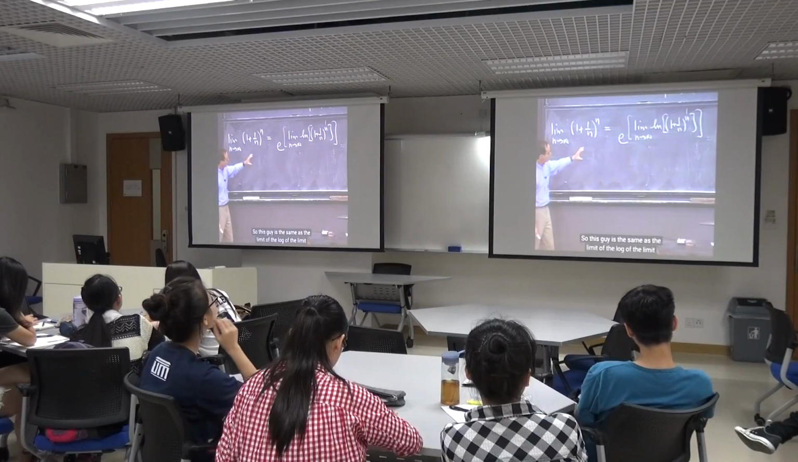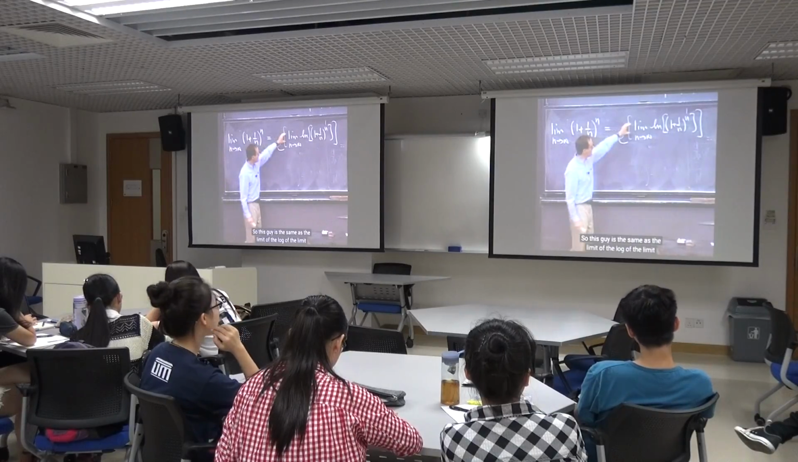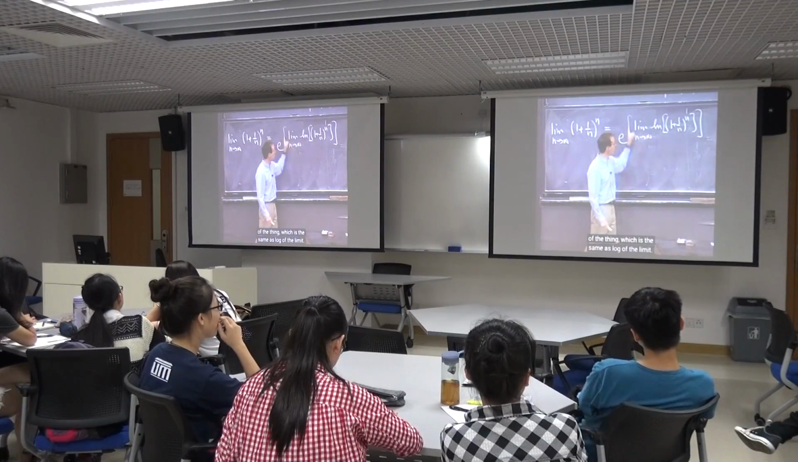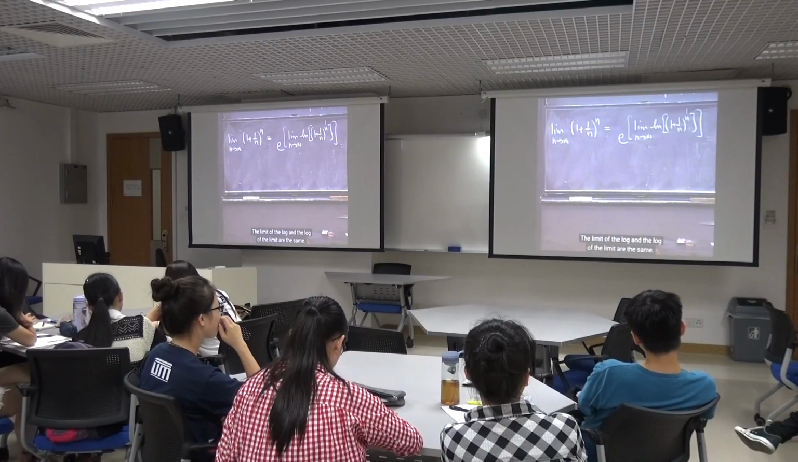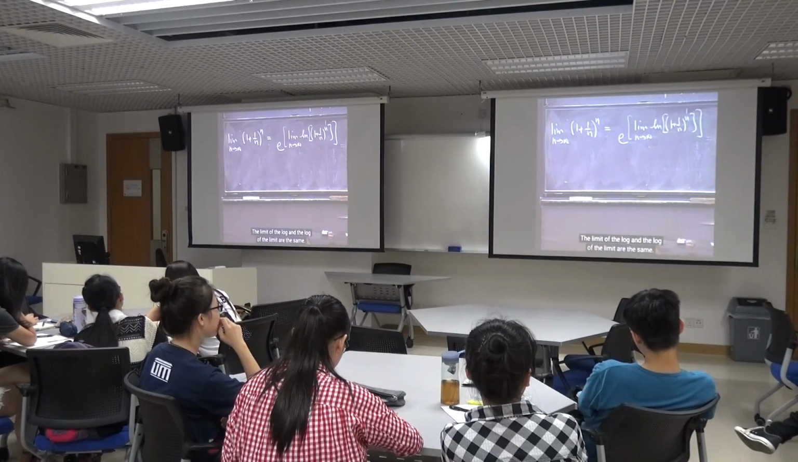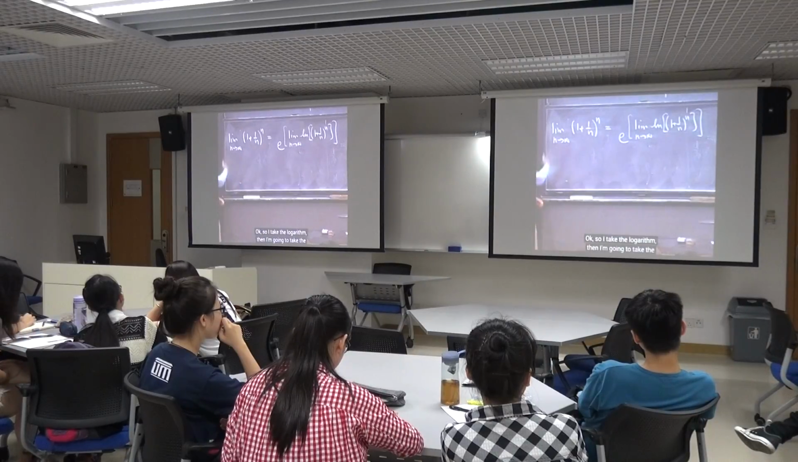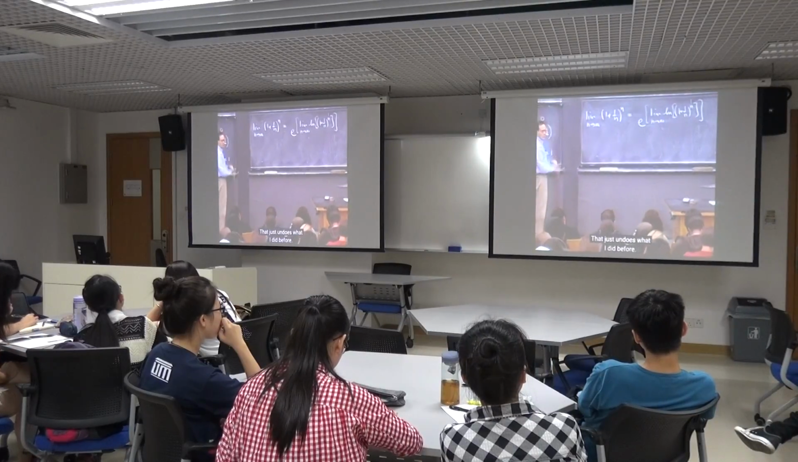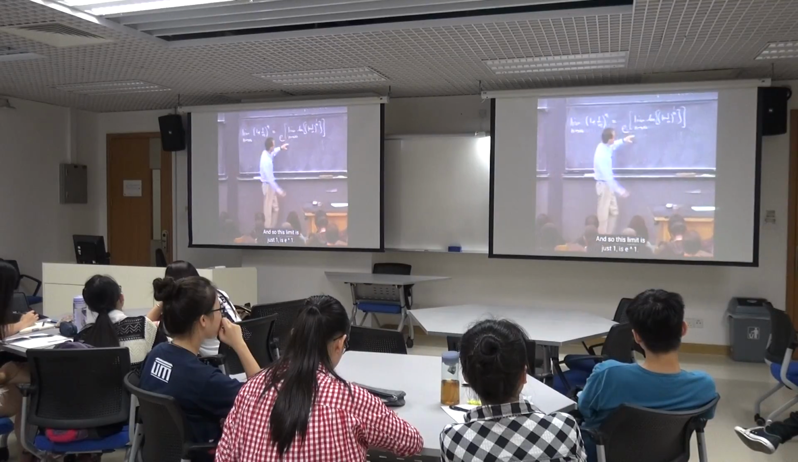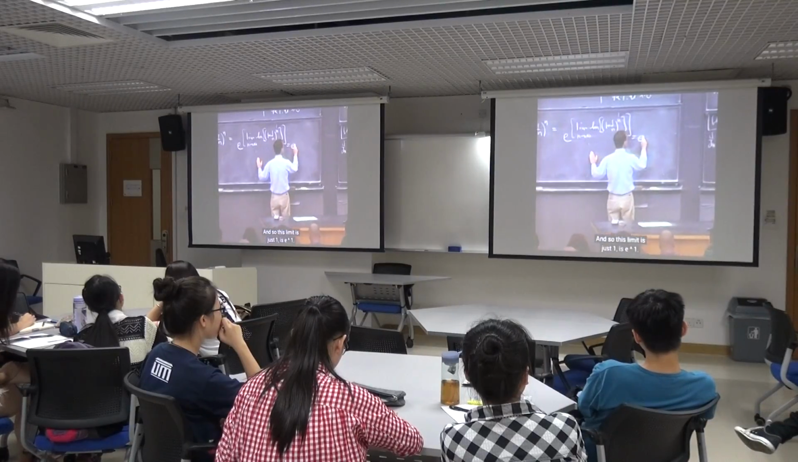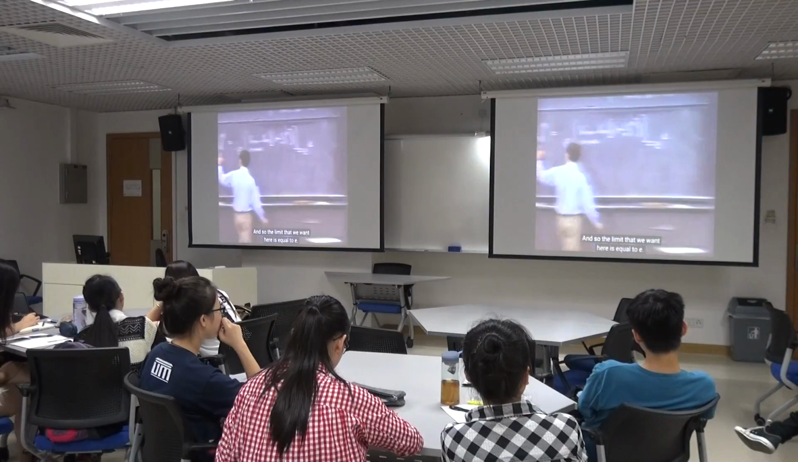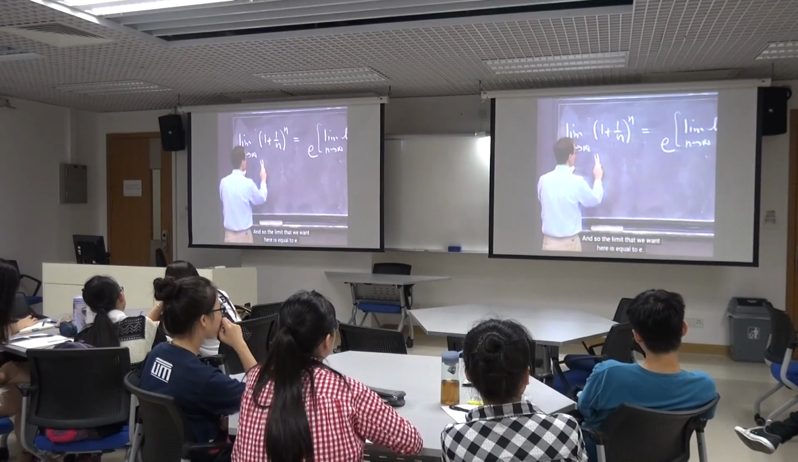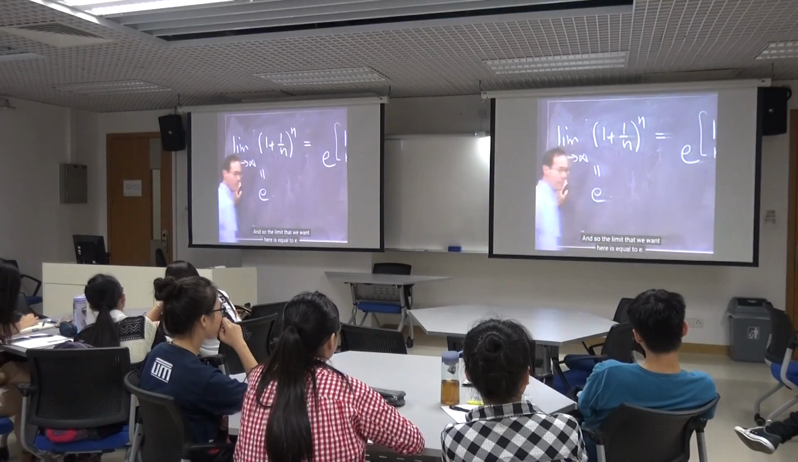So this is the same as the limit of the log, which is the same as the log of the limit. The limit of the log and the log of the limit are the same. Log lim equals lim log. Okay? So I take the logarithm, I take the exponential, that just undoes what I did before. And so this limit is just 1, so this is e to the 1, and so the limit that we want here is equal to e.